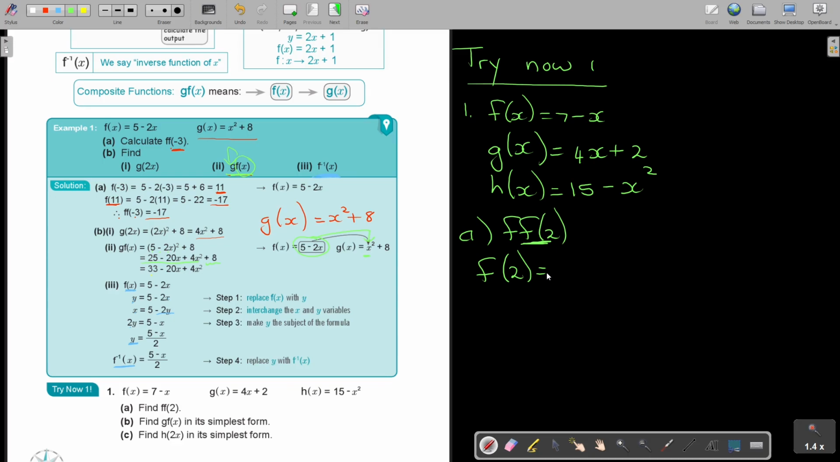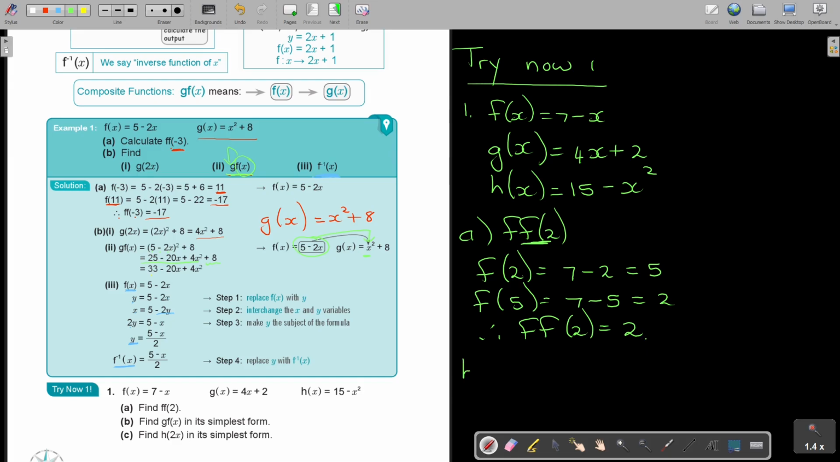And now in the place, I'm going to substitute. So 7 minus 2, and that's going to be 5. And now I substitute f(5), and that's going to be 7 minus 5, and my answer will be 2. So therefore, f(f(2)) will be equal to 2, my final answer.